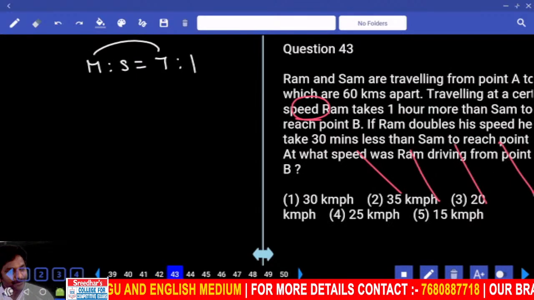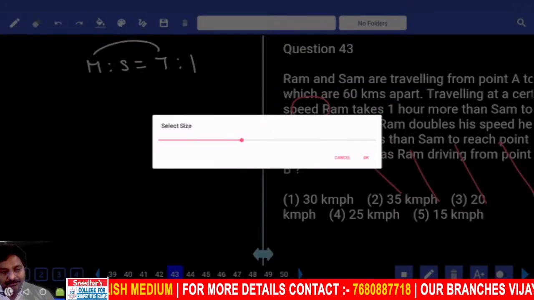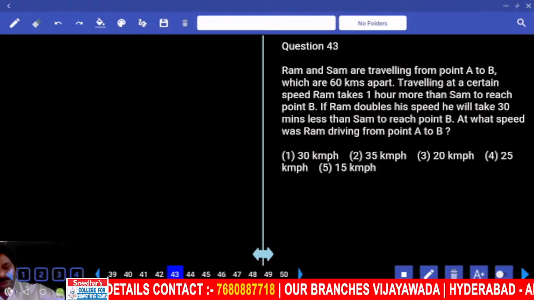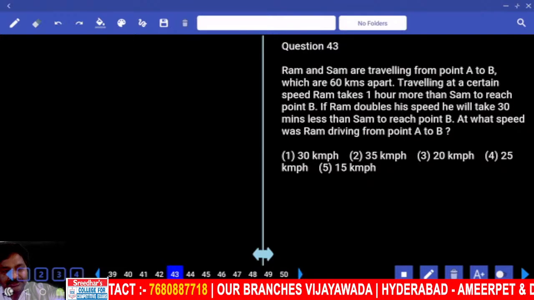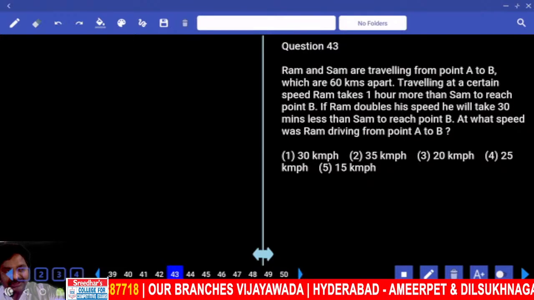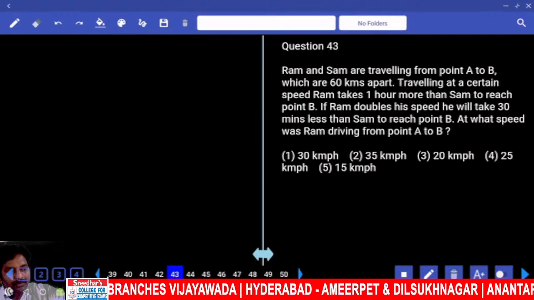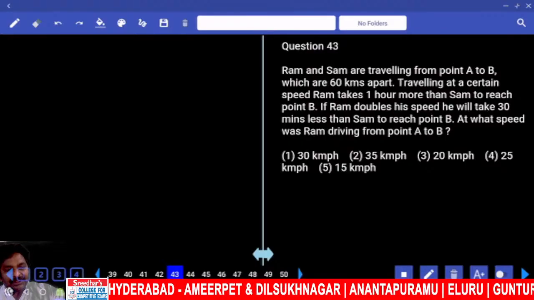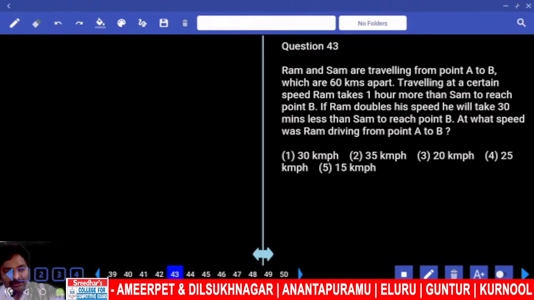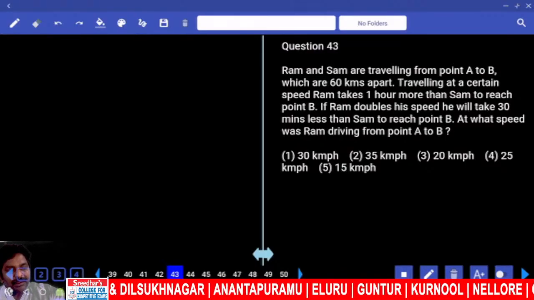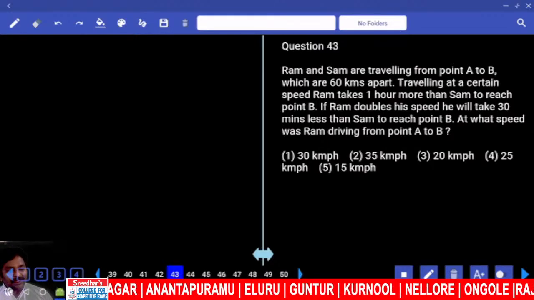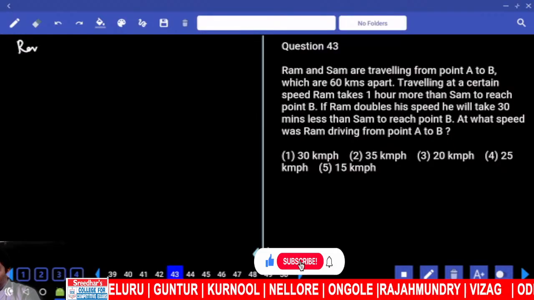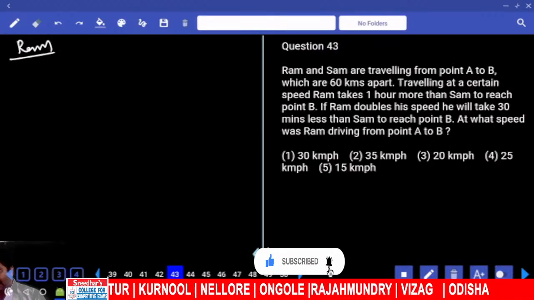Clear? Ram and Sham are traveling from A to B, which are 60 kilometers apart. Traveling at certain speed, Ram takes 1 hour more than Sham to reach point B. If Ram doubles his speed, he will take 30 minutes less than Sham to reach point B. At what speed was Ram driving from point A to B? I am talking about Ram now. The question also is about Ram.